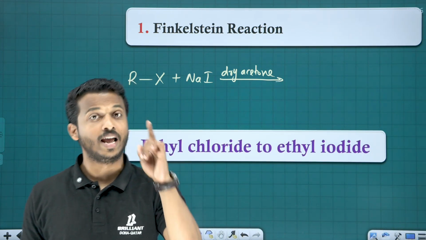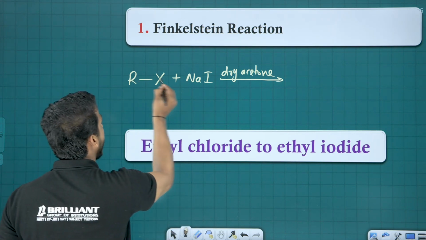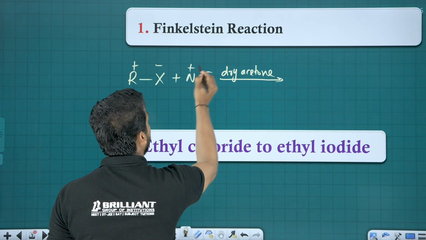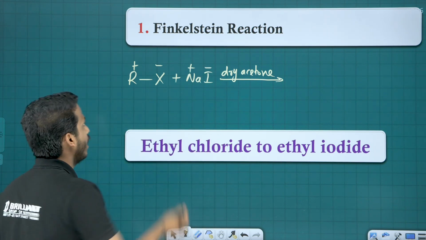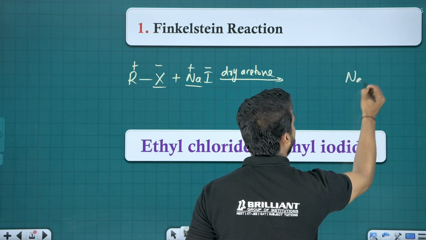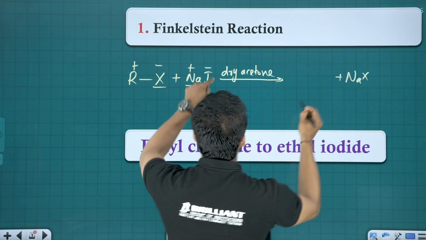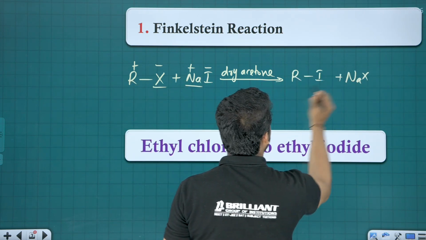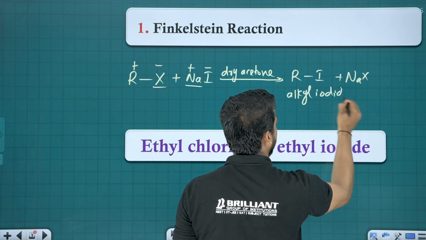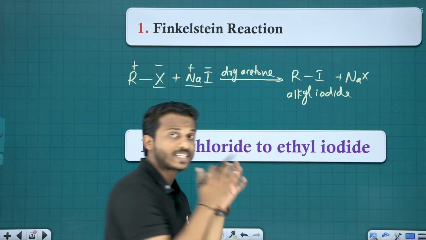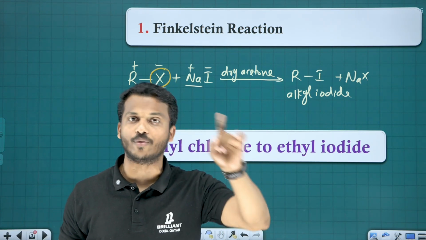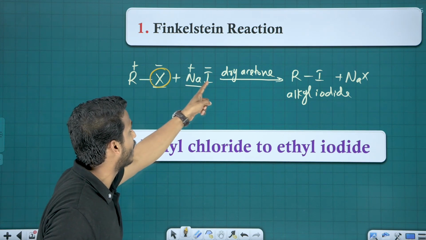So if they ask you what is Finkelstein reaction, we can say that when haloalkane reacts with sodium iodide in dry acetone, RX contains R plus and X minus. NaI contains Na plus and I minus. So what happened? A double displacement. This NaX goes out, right? NaX. And what is the main product? R combined with the iodine, you will get alkyl iodide. So basically, the existing halogen is replaced by iodine.